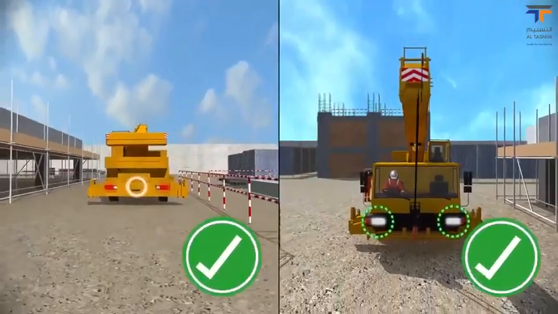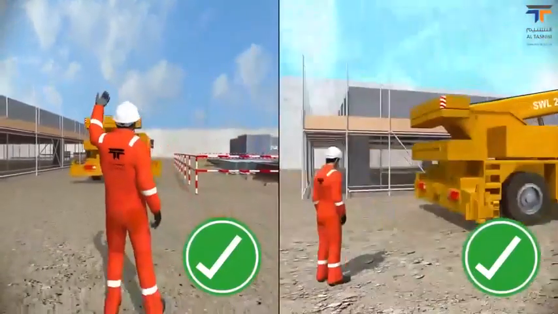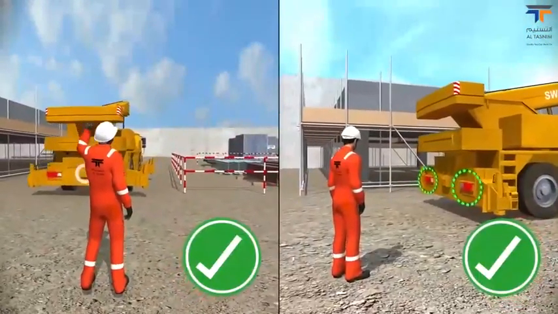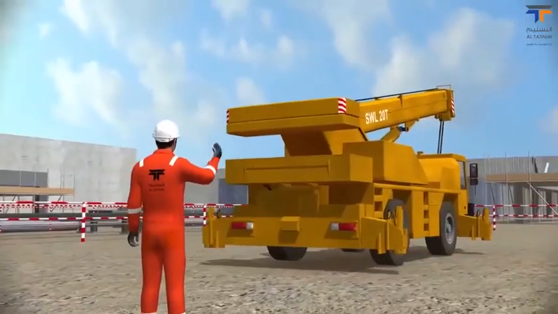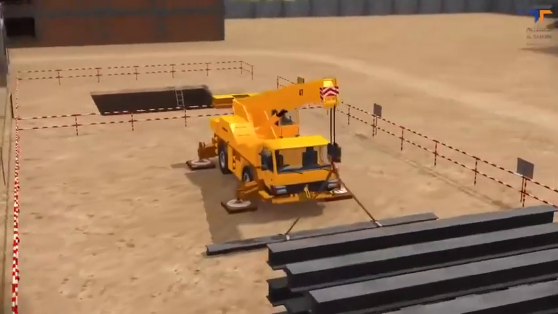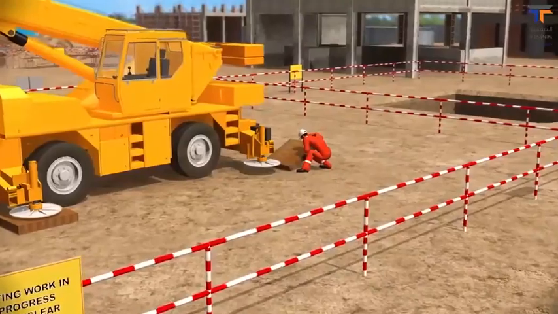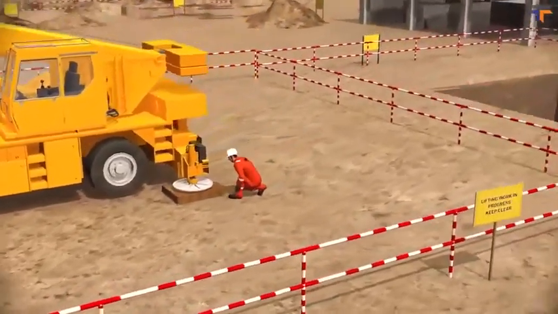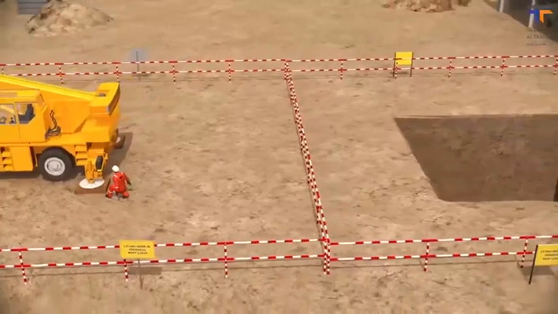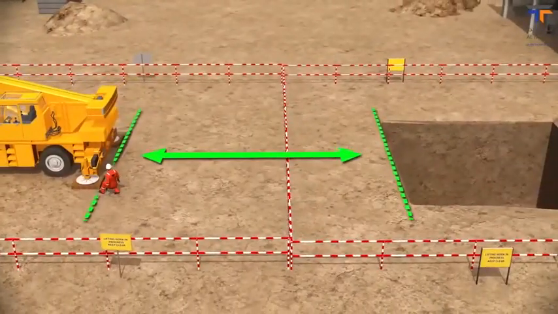Lights and sounds of reverse brakes should be in proper working condition. Rear view mirror should be clean and should be in a proper position. If the crane has to be placed near the excavation, then make sure that jack plate is at a safe distance from the edge, that is, 3 times away from the excavation depth.